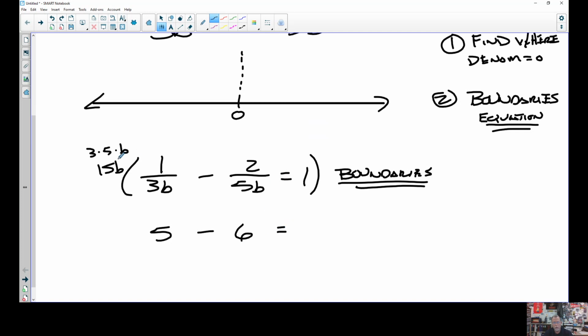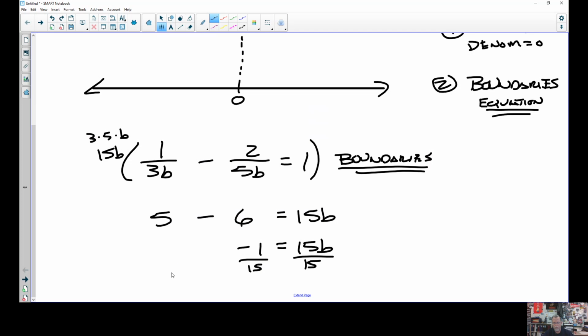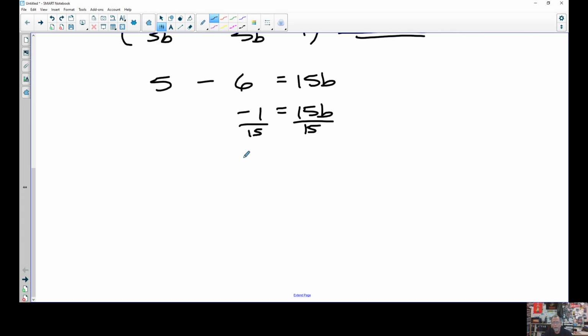And equals 15b times this. That would be 15b here. So 5 minus 6 is -1. Equals 15b, divide by 15. And what do we end up with? We end up with -1/15 equals b. So that is a boundary.